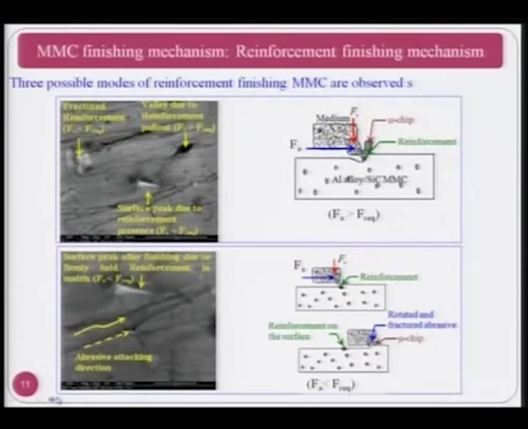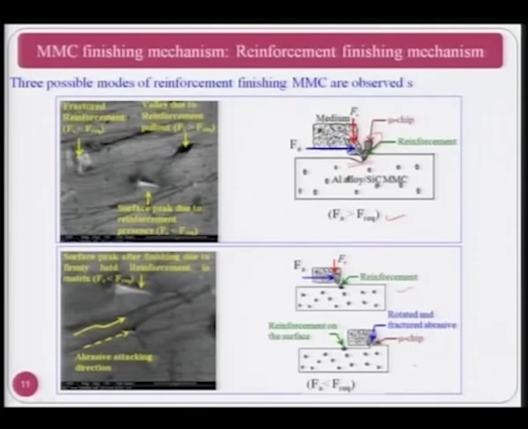There are three possible modes of reinforcement finishing of metal matrix composites that are observed during the finishing operation, and the same are shown here with the help of the schematic diagram. You can see here that Fa is greater than the required force, and you can see clearly that material is being removed in the form of the microchip shown over here. The same Fr and Fa forces are acting, and the reinforcement is also taken out. This is the aluminum alloy silicon carbide metal matrix composite.